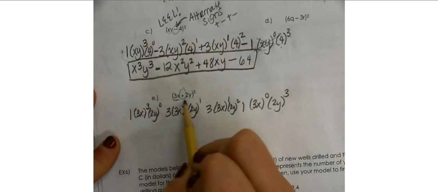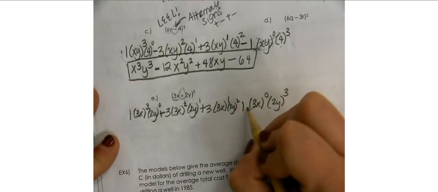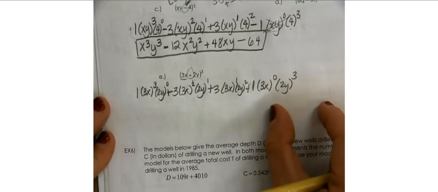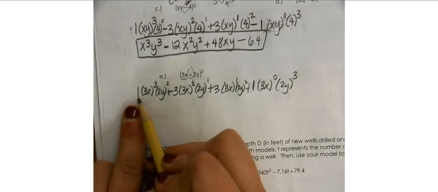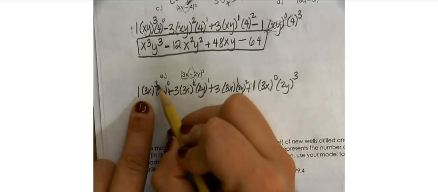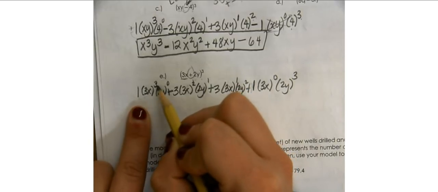Since I have a plus sign in the middle, all of my signs are plus, so I'm going to put a plus sign in front of all of my numbers. Now I'm going to take care of each expression individually, working with my numbers first. So this is simply 1, and now I have 3 to the third power. 3 to the third power is 27. 2 to the 0 power is just the number 1. So 27 is my leading coefficient.